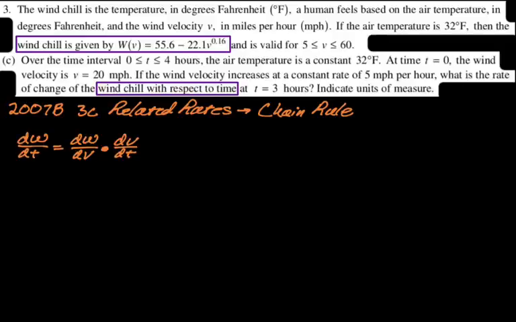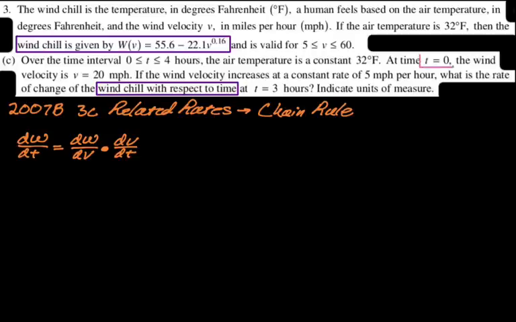So what I would do is write down this chain rule. dw/dt is dw/dv times dv/dt. Now the question becomes, what am I plugging in? What is v when t is equal to 3? And what is dw/dv? And dv/dt we already know is 5 because it was given.